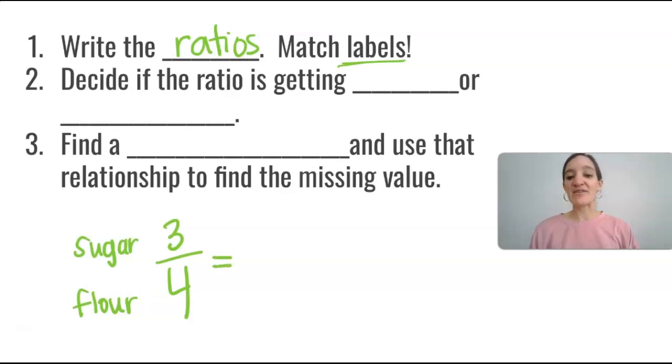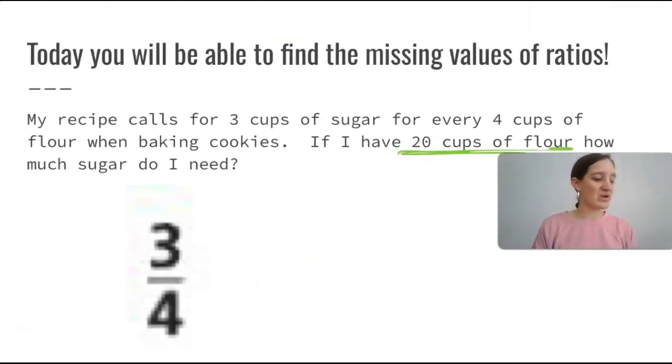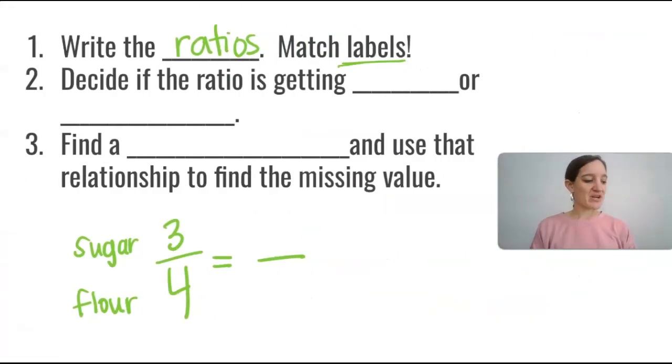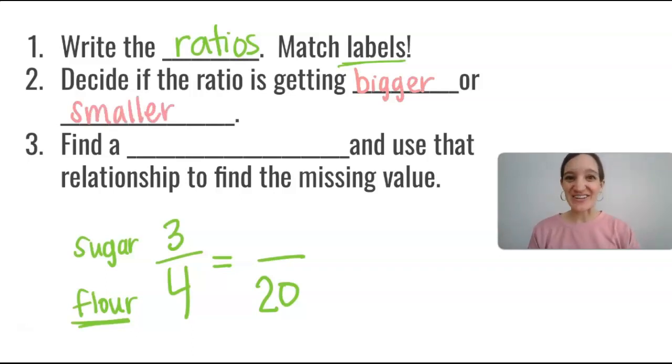So when I write the ratios, I need the sugar to be on top and the flour to be on bottom, just like I started out with. I know in my problem that I have 20 cups of flour. So I'm going to put the 20 down here with the 4 cups of flour that I have. So now the next thing I need to do is decide if the ratio is getting bigger or smaller. And I kind of already told you, right? I want a lot of cookies. So my ratio needs to be bigger.